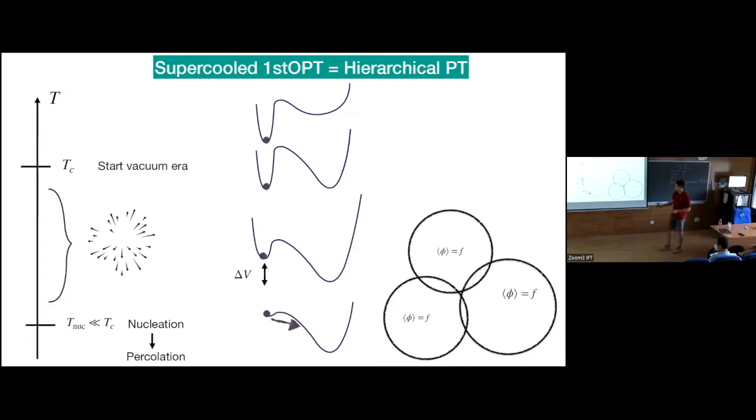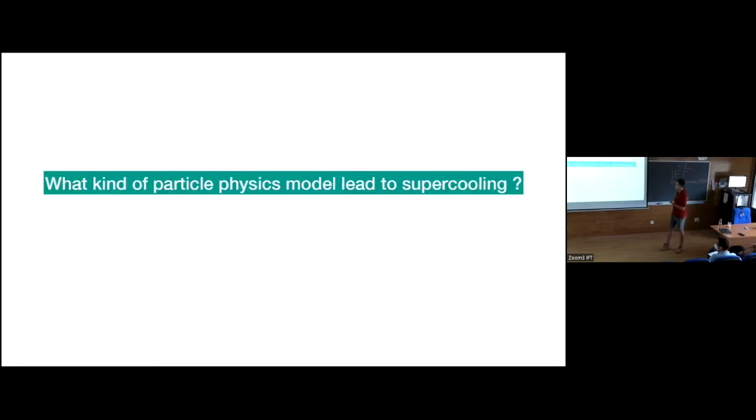And how does it happen? It happens by bubble nucleation, which then expands, collides and percolates the whole universe. So you see that a hierarchy between the two scales implies a period of vacuum domination, because the temperature when the universe becomes vacuum dominated coincides roughly with Tc. So below Tc, you are vacuum dominated, you inflate till you finally nucleate. So that's a supercooled phase transition.